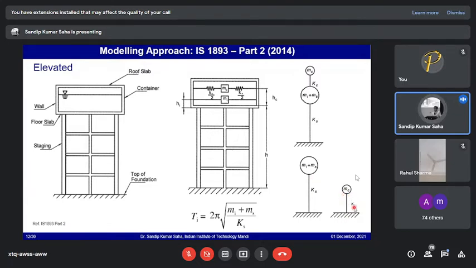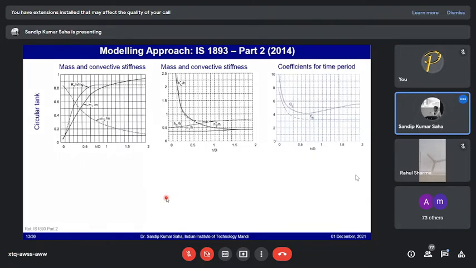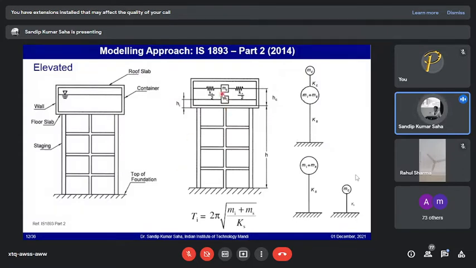In the code, there are some corrections that have been made, if you have noticed, if you are already familiar. Once you have this Mi, Ms, you can easily find the Ti, the impulsive time period. The sloshing time period is going to be calculated in a similar manner to what we have done. If you look at all these idealizations as per the code recommendations, it needs some coefficients to calculate Mi, Mc, Kc, Hi, Hc. There are a lot of parameters and how they can be calculated.